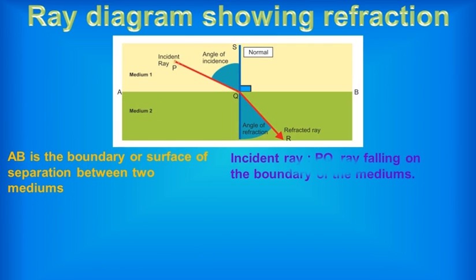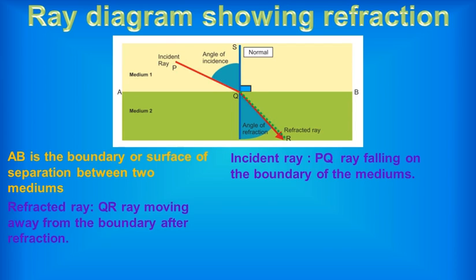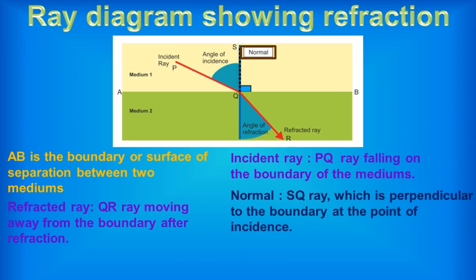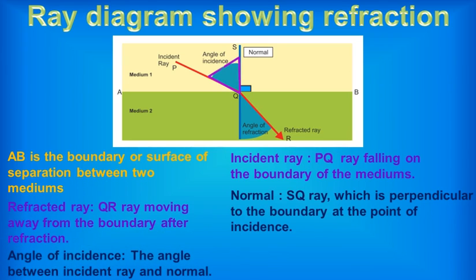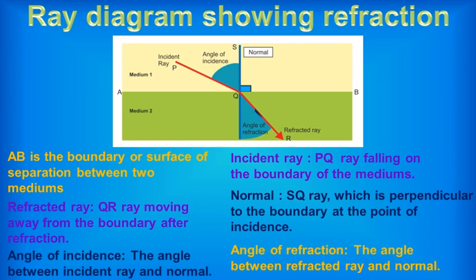Incident ray: the PQ ray, falling on the boundary of the mediums, is called the incident ray. Refracted ray: the QR ray, moving away from the boundary after refraction, is the refracted ray. Normal: the line SQ, which is perpendicular to the boundary at the point of incidence. Angle of incidence: the angle between the incident ray and the normal. Angle of refraction: the angle between the refracted ray and the normal.